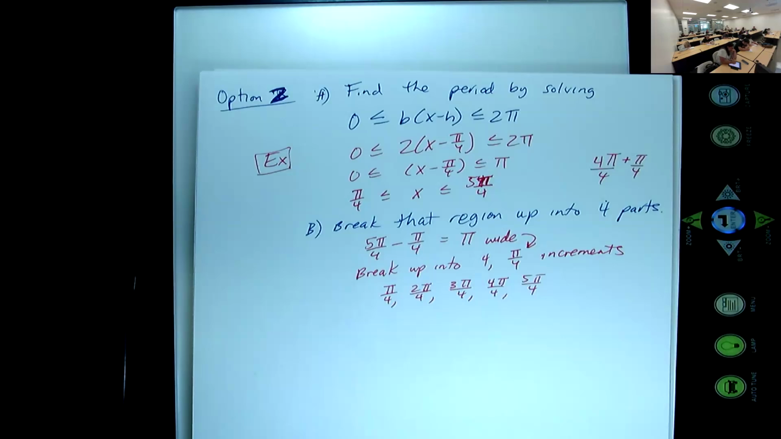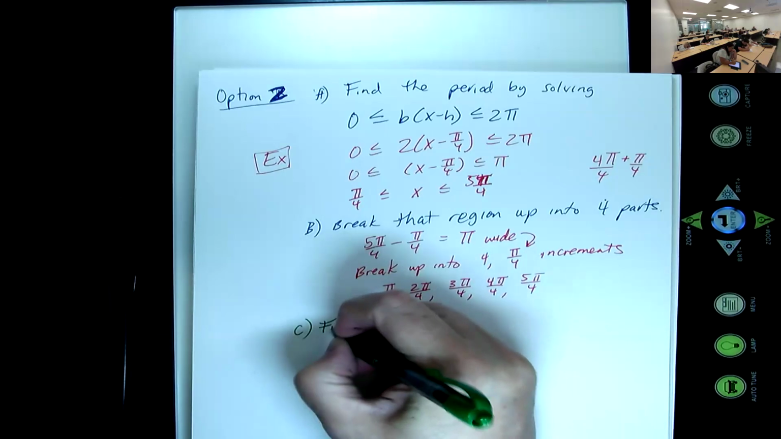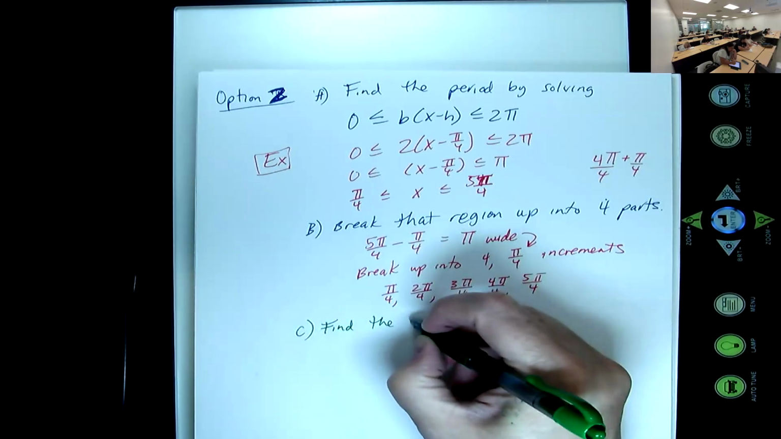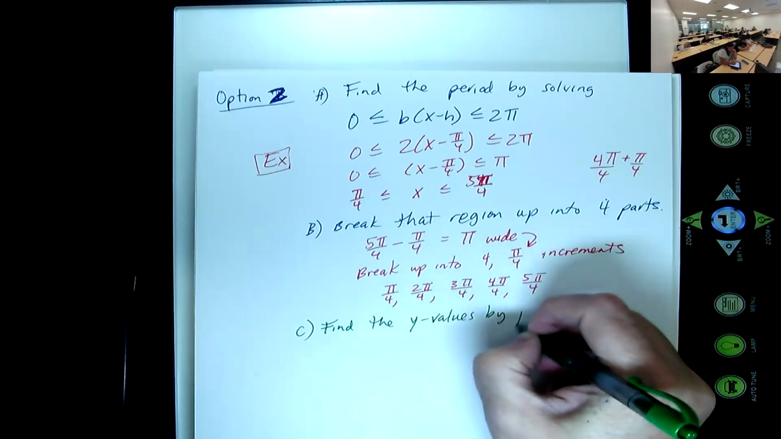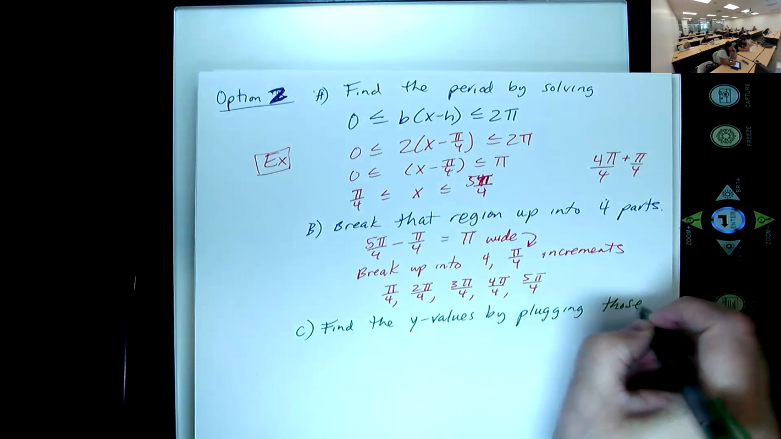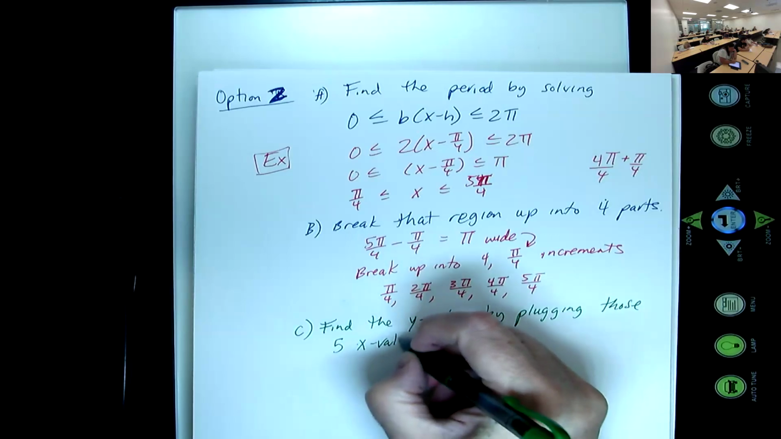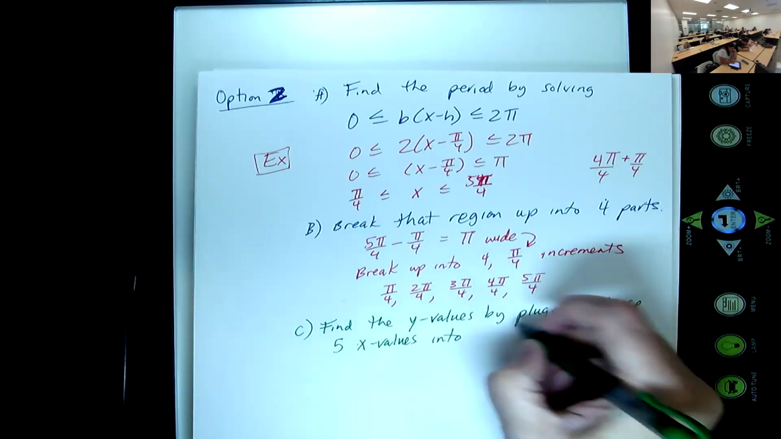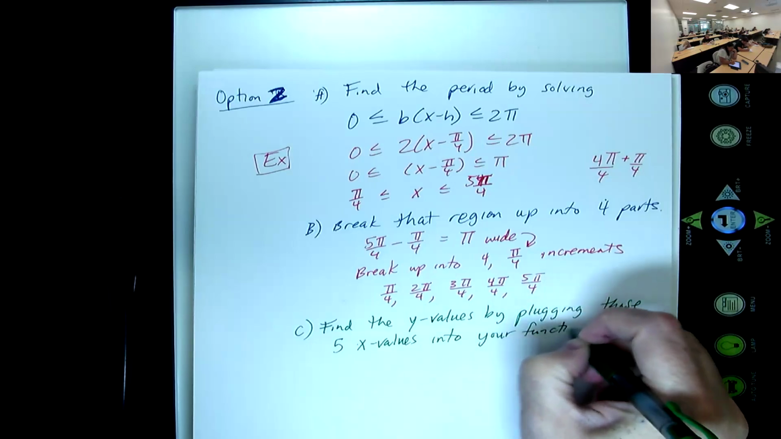You now have your x values for where your graph is, now you just need to find the y values. Find the y values by plugging those 5 points, those 5 x values, into your function and evaluating.